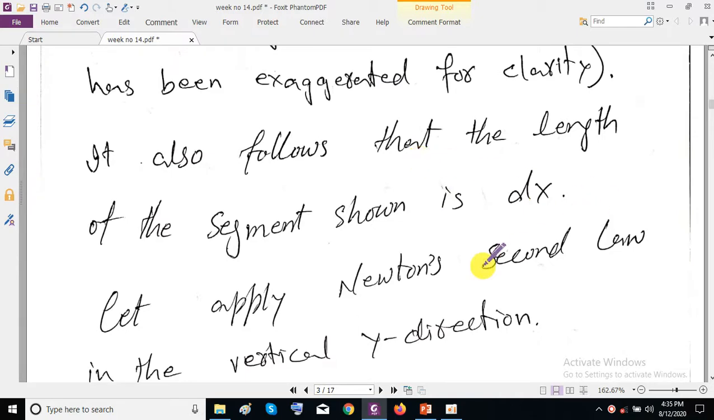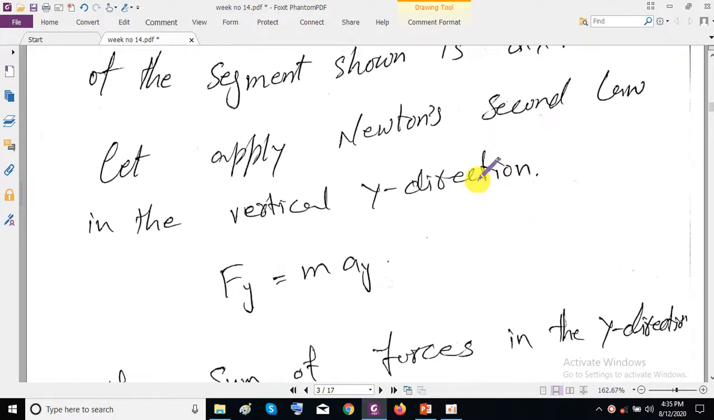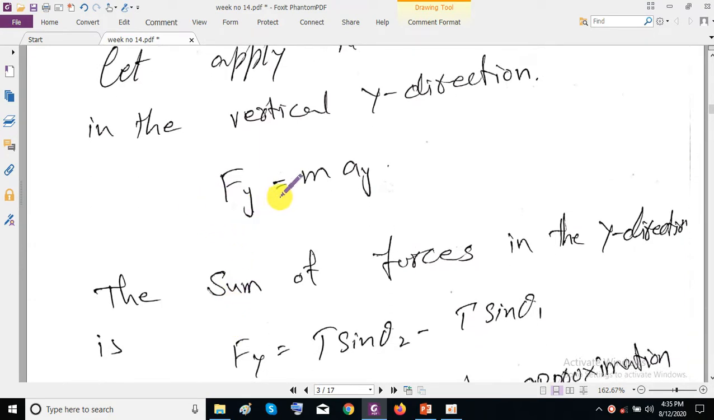Let's apply Newton's second law in the vertical direction. We apply Newton's second law in the vertical direction, that is Fy = m ay.